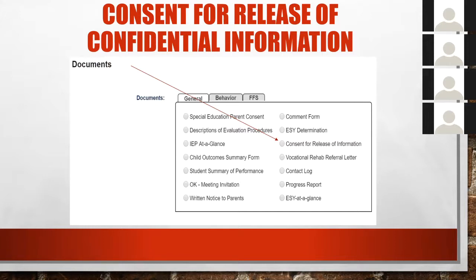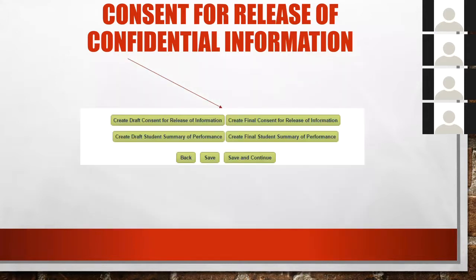This is where you can access the consent for release of information. So on the document tab, it can also be created by clicking on the create final consent for release of confidential information that's located at the bottom of the transition service plan. So there's two places to access it in OK EdPlan.